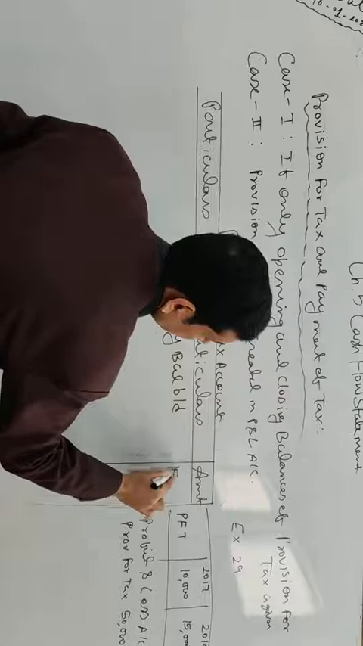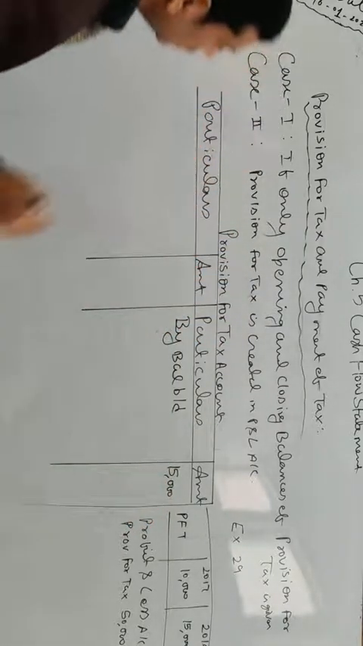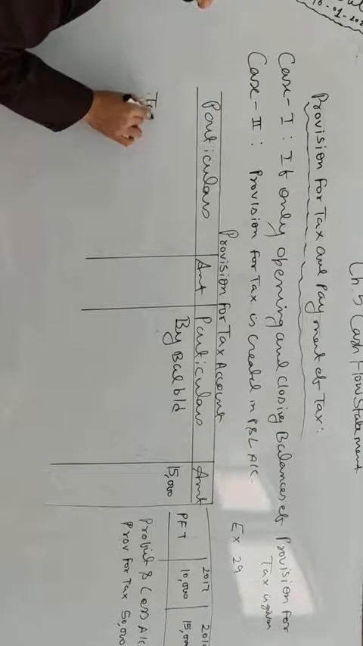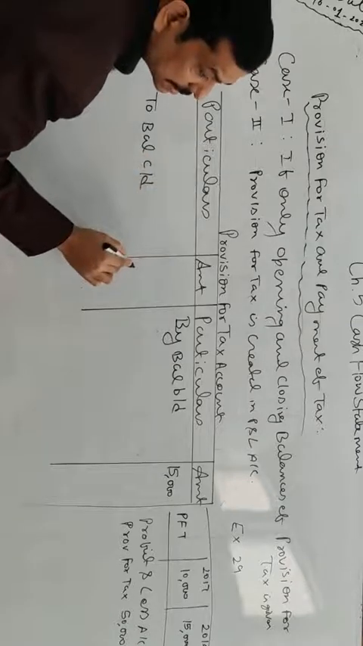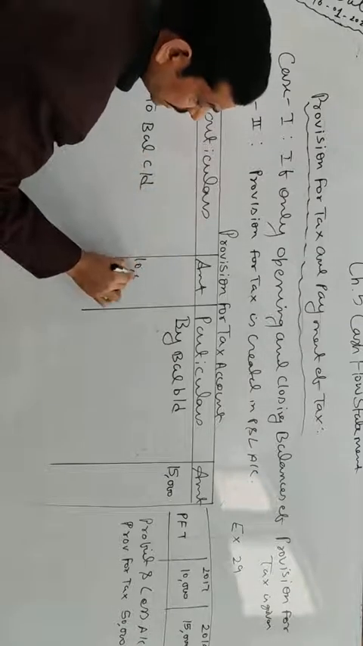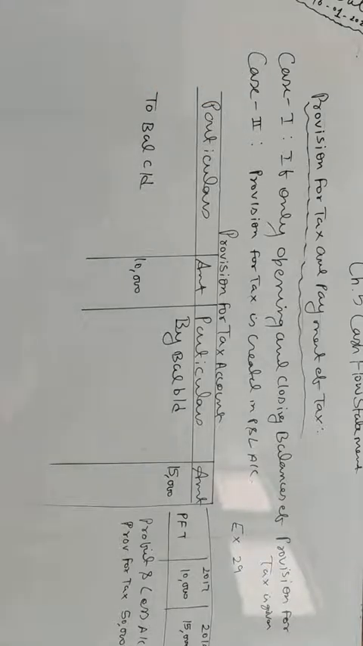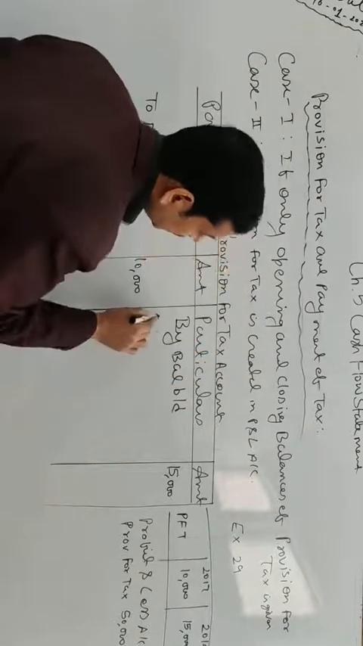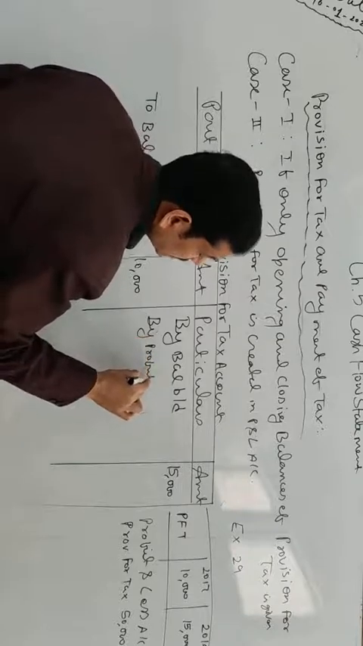Opening figure is 15,000. Clear? Here write, and closing balance is to balance c/d. Closing balance given to you is 10,000. Clear? And one more provision has been created, that has been given as additional information. So whenever you create a provision, you will write on the credit side by profit and loss account.